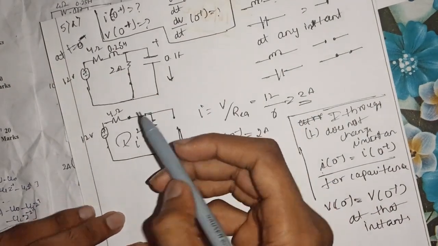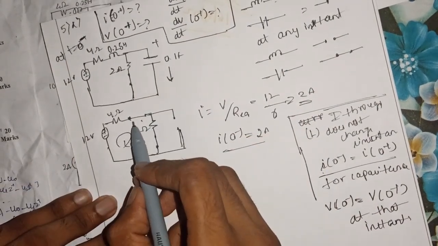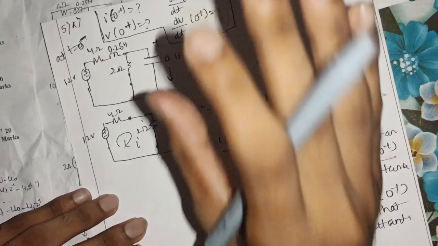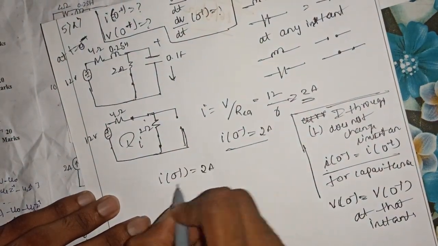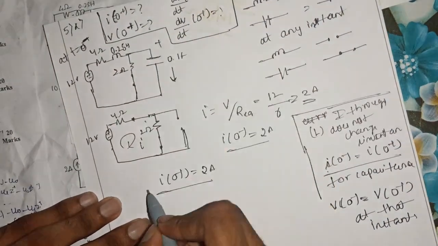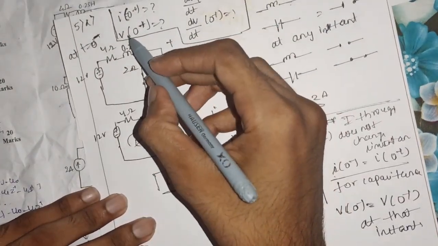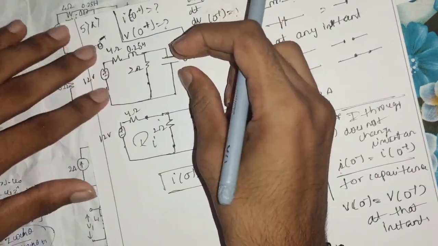And since we know that the inductor is a short circuit, the same current will be flowing even after the switching action takes place. So I of 0 plus will be equal to 2 ampere. So we have calculated the value of I of 0 plus, and similarly they have asked to calculate the value of voltage across your capacitance.